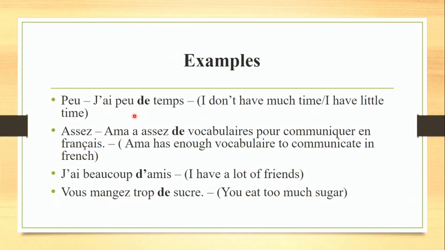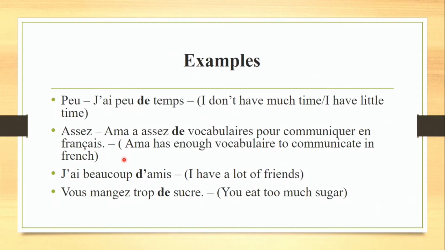So let's go through these examples. First, let's take the word peu. J'ai peu de temps. I have little time. I don't have much time. So, if you've noticed, the partitive article de follows the adverb peu. As I said earlier, all the adverbs have the de coming after them.